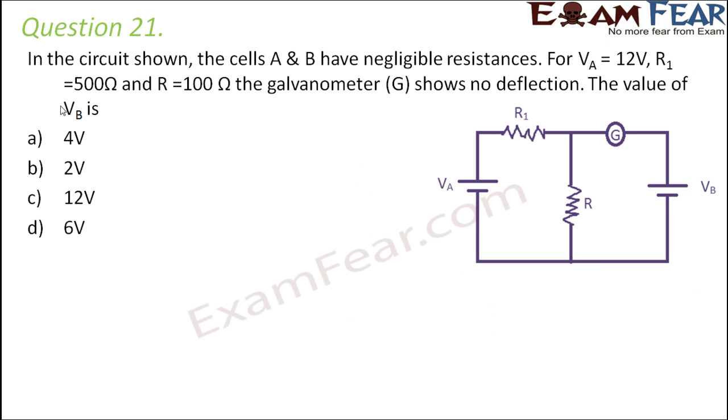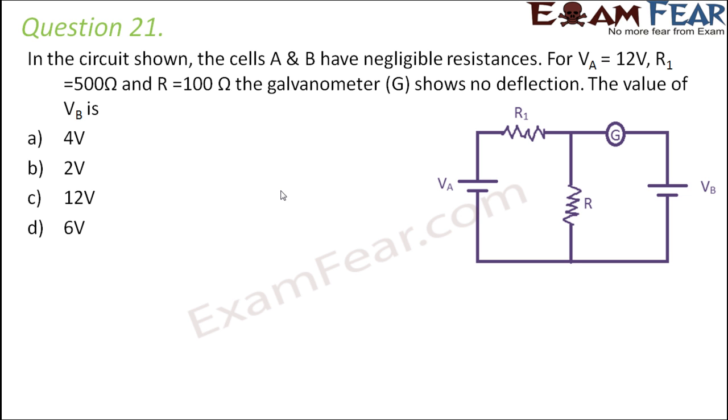Question number 21. In the circuit shown, cells A and B have negligible resistances. For VA is equal to 12 volts, R1 is equal to 500 ohms, R is equal to 100 ohms. The galvanometer shows no deflection. The value of VB is, okay.